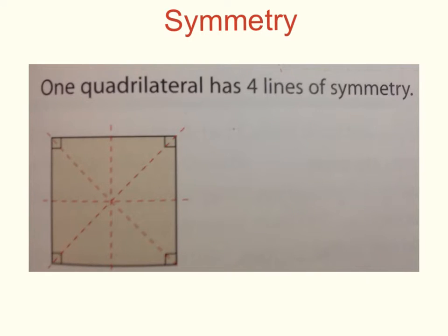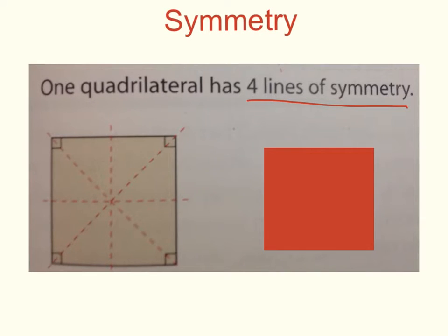The square is a very special quadrilateral because it has four lines of symmetry. So looking at this square on the right, I could cut it this way and it would fold over on itself very nicely. I could also cut it this way in half and fold this side up, and it would match nicely. So that's a second line of symmetry.